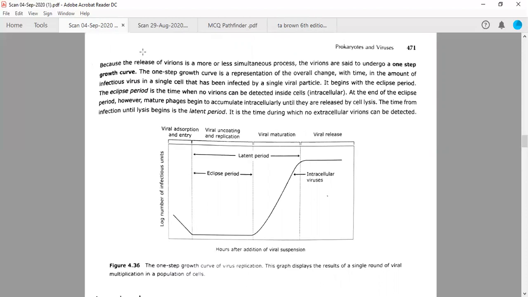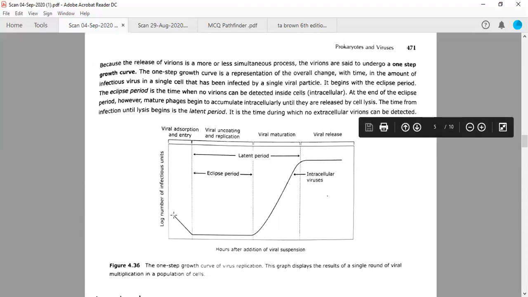Because this release of virus or virions is a more or less simultaneous process after infection, they are said to undergo a one-step growth curve. So this is showing the one-step growth curve of viral replication in lytic bacteriophages, also called virulent phages. A one-step growth curve is a representation of the overall change with time in the amount of infectious particles or viruses in a single cell that has been infected by a single viral particle. So you need to remember there is only one virus infecting the single cell, and then how many viral particles are being produced is shown with the help of this curve, right?